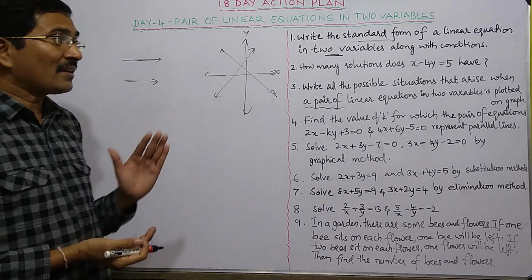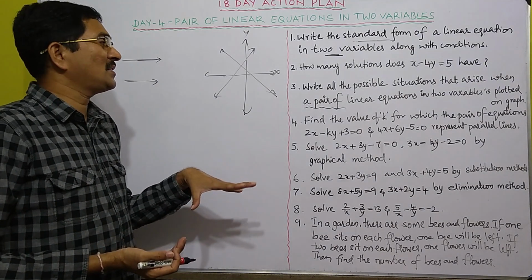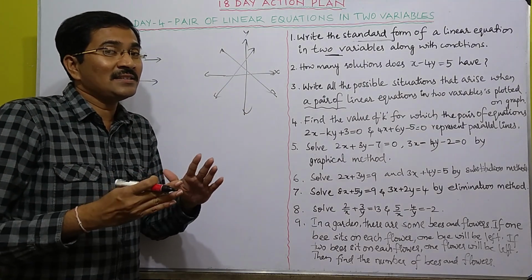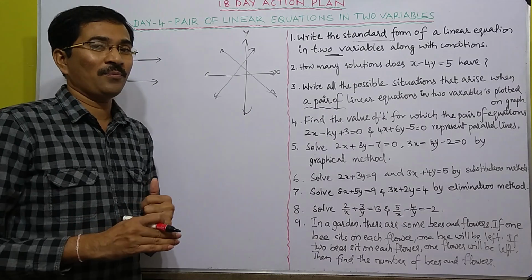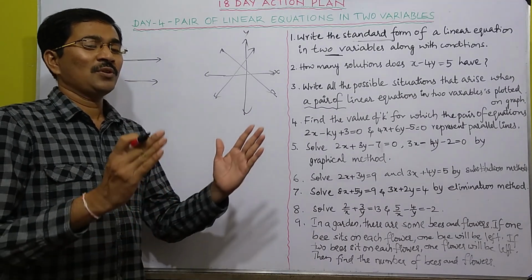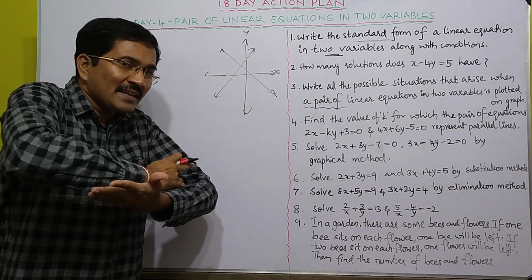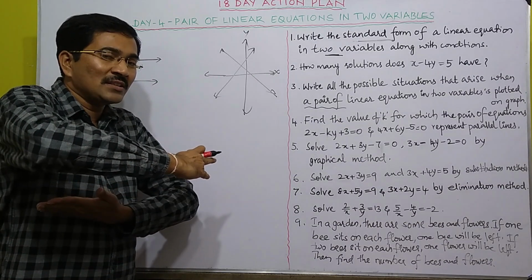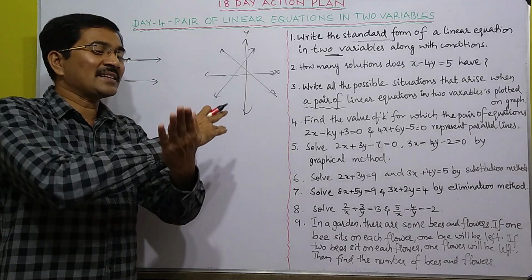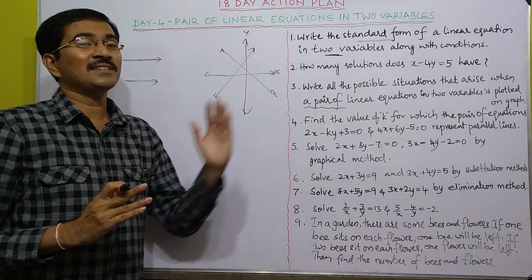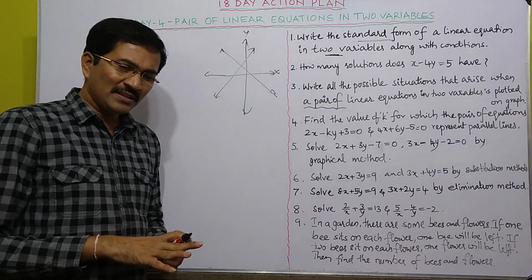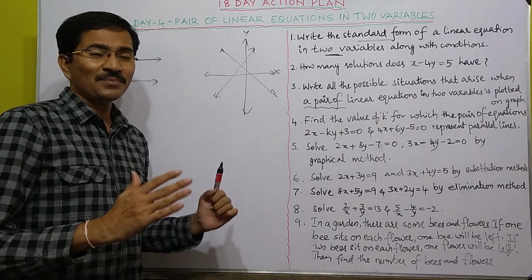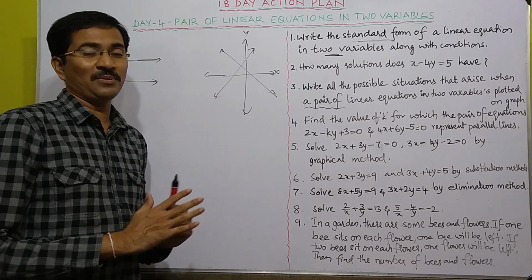So he is asking about the possible situations of how the two lines can be arranged or exist on the graph. Do they lie one inside the other, or do they lie apart from each other, parallel to each other, or do they simply intersect once? This is what he is asking. Simple. For everything there are some possibilities. Some things have limited possibilities and some things have unlimited possibilities.